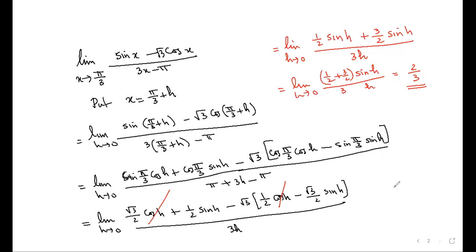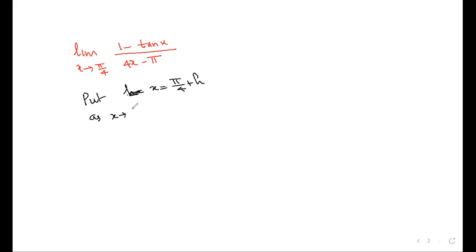One more problem I'll teach you in the same category with the tan. Can I change the page? Yes, sir. Limit x tending to pi by 4 of (1 minus tan x) upon (4x minus pi). So what should I do? Put x as pi by 4 plus h. As x tends to pi by 4, h tends to 0.